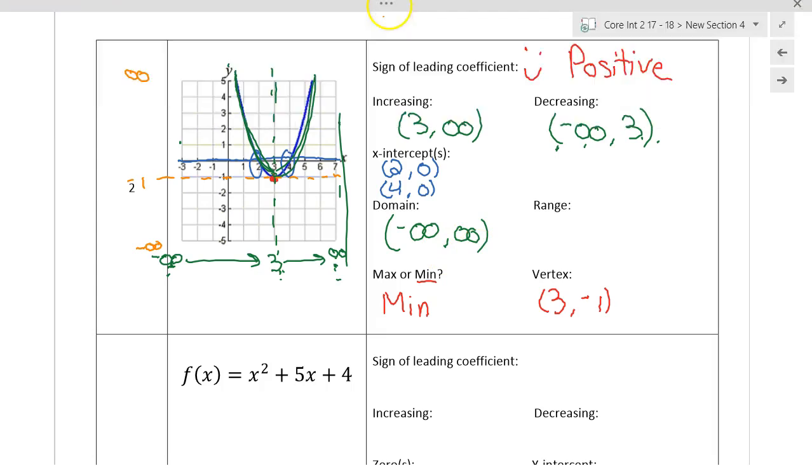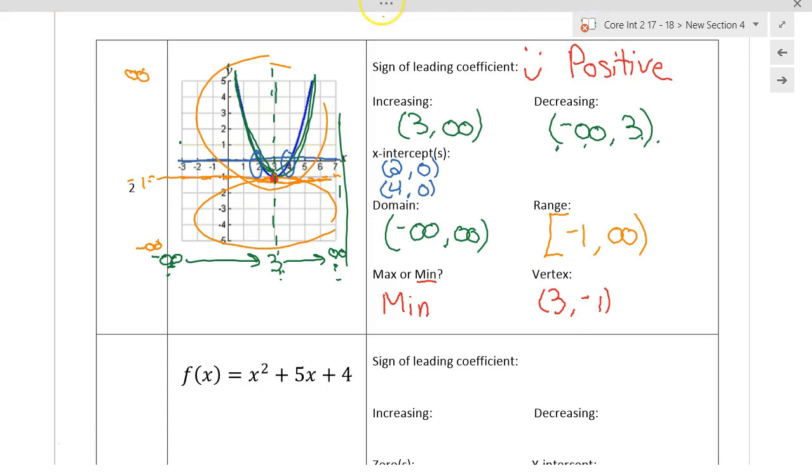Our range is the only time we look at the height. Negative infinity to the 1. Between these lines, I don't have any graph here. Right, that's empty. Between negative 1 and infinity, I do have my graph. So my range is negative 1 to infinity. Remember, with the range is the only time I'll put that bracket because I actually am equal to negative 1 to infinity.